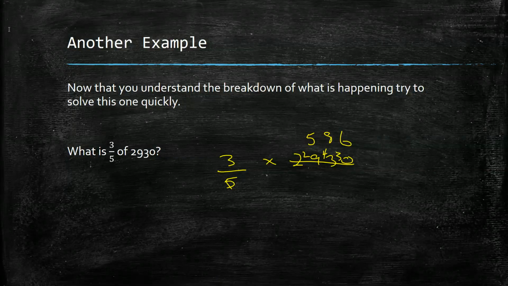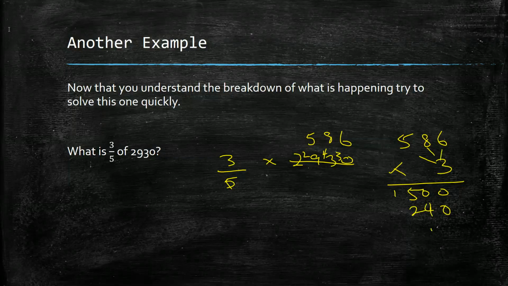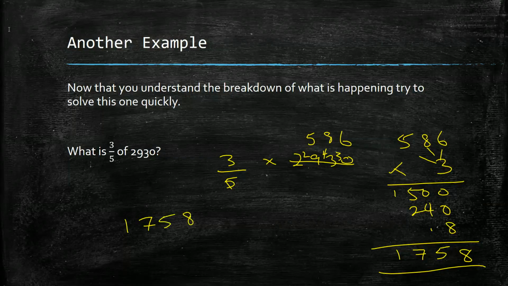Then all we do is take the 586 and multiply it by 3 to get the answer. 5 3s are 15 with 2 zeros, 8 3s are 24 with 1 zero, and 6 3s are 18. Here is our total, 1758, and that's our answer. 1758 is 3/5 of this number.